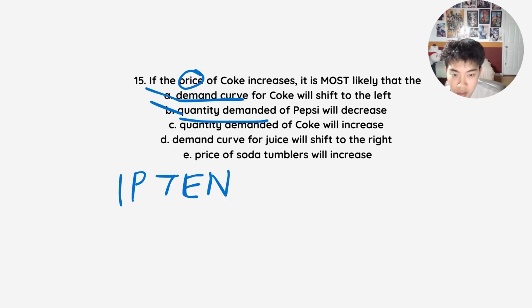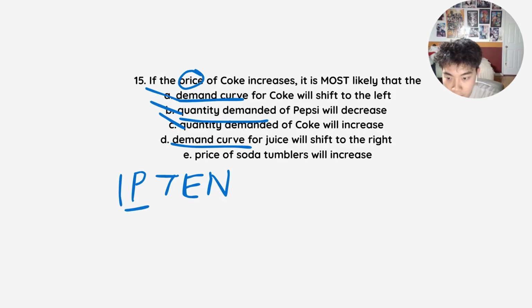Then C, quantity demanded of Coke will increase. If we increase the price of Coke, why would the demand for Coke increase? This goes against the law of demand, so we can eliminate C. And then D says the demand curve of juice will shift to the right. Okay, this one seems like the right answer.